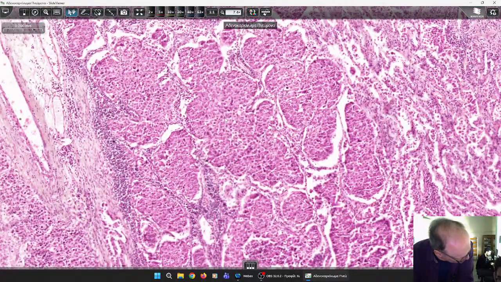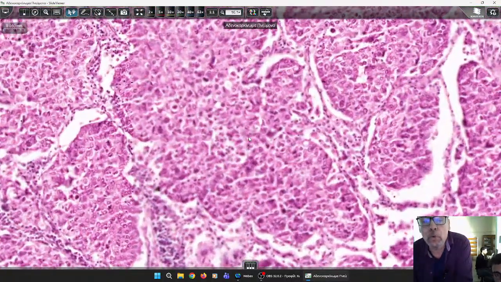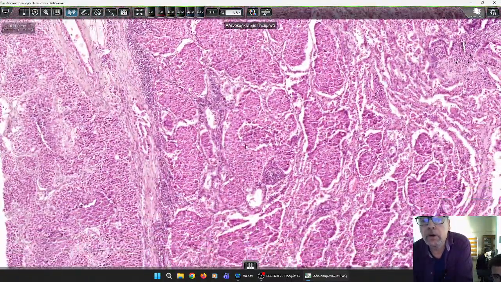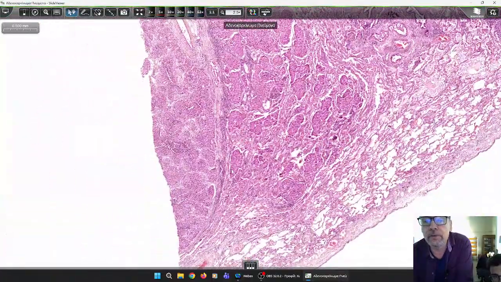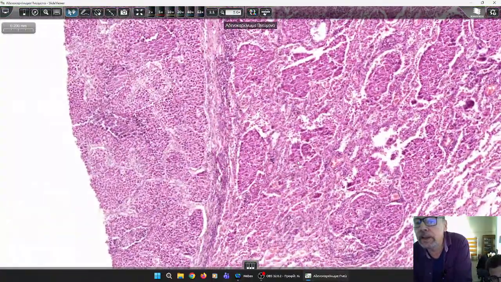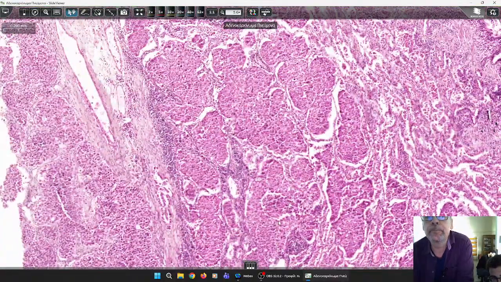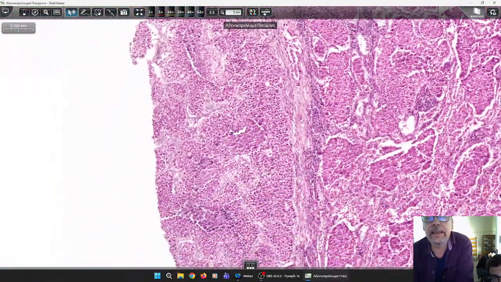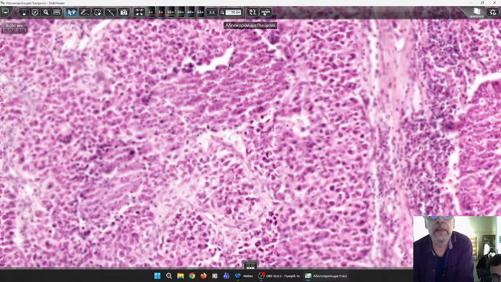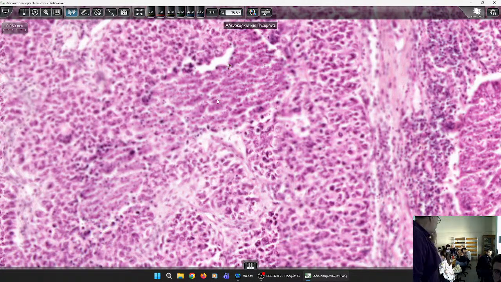And in other areas, there are solid structures. That means there are no true lumina, because if you look carefully in these solid structures, you might see necrotic material in the center, like this, which is not indicative of glandular differentiation. It's like the one we saw in the squamous cell carcinoma, which also formed solid structures.